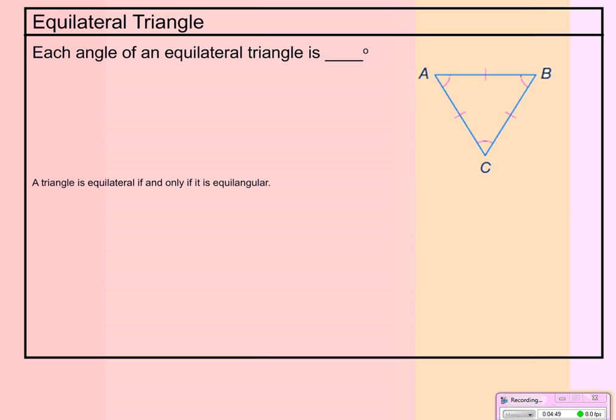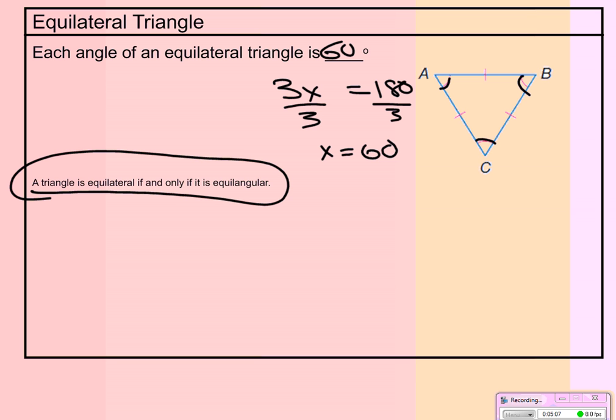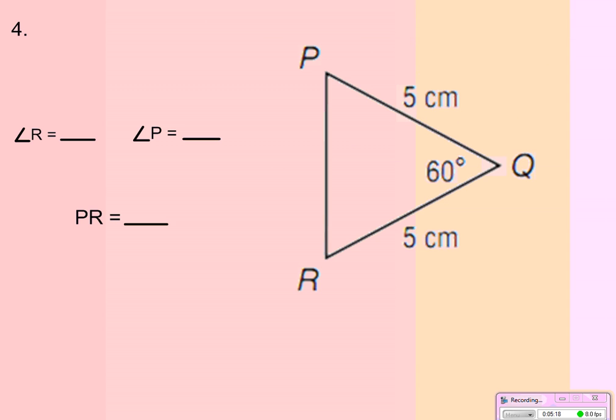Now, an equilateral triangle. In any equilateral triangle, all three angles are equal to each other. A triangle has to add up to 180, so if I've got three of the same angle equaling 180, every angle has to be 60 degrees. So a triangle is equilateral if and only if it is equiangular. That means if every angle is 60 degrees, every side is congruent. If every side is congruent, every angle is 60 degrees.